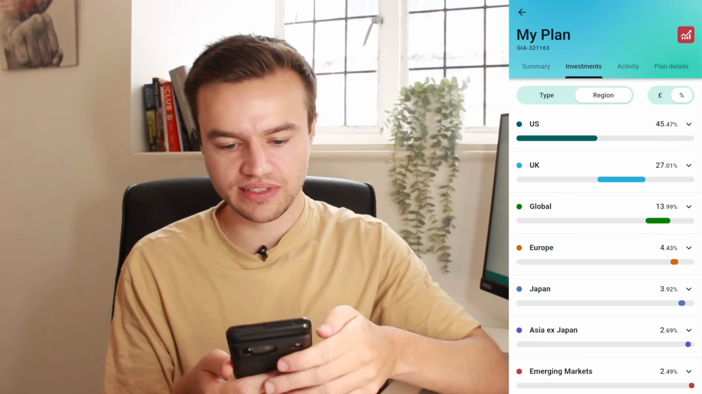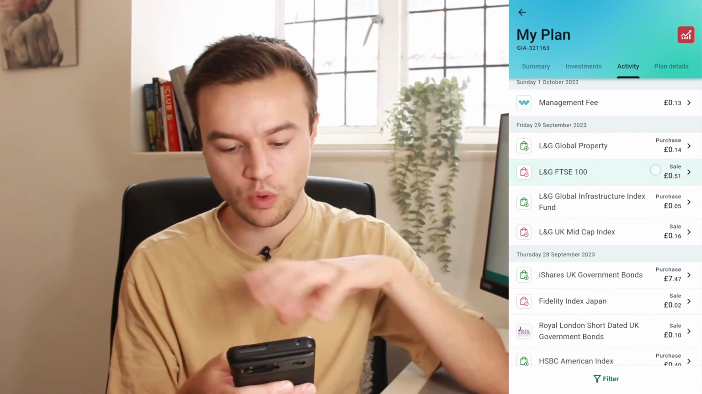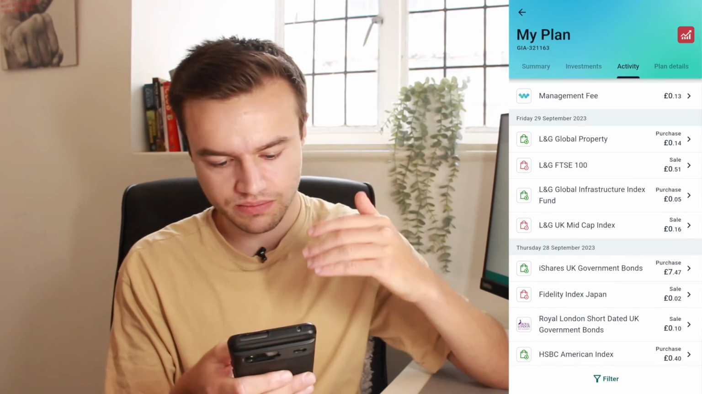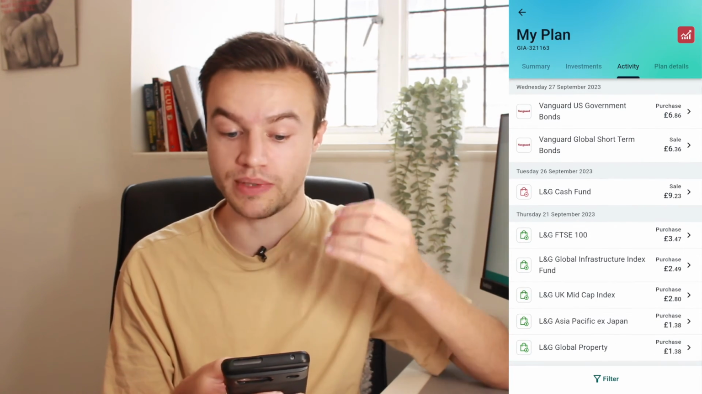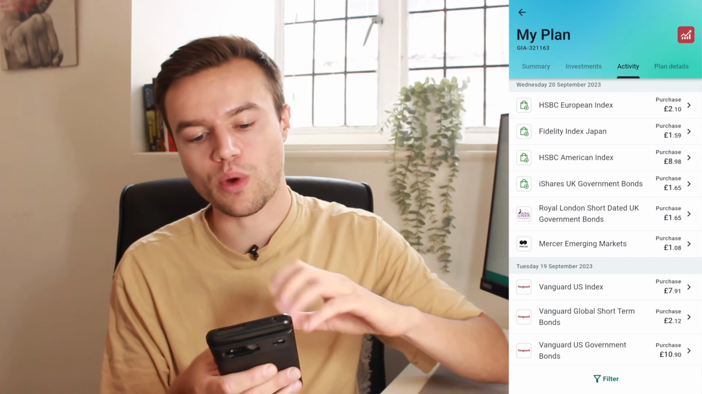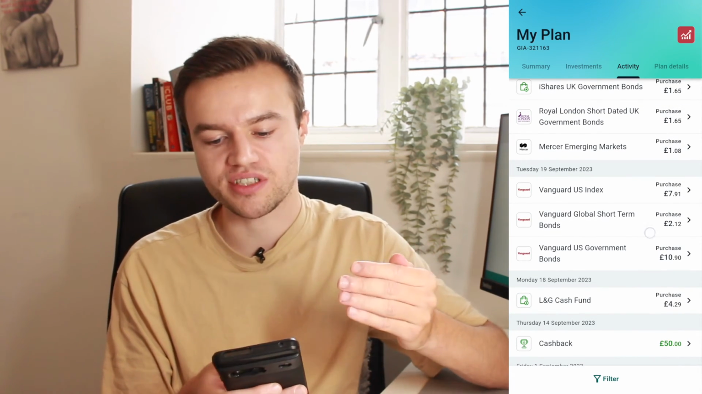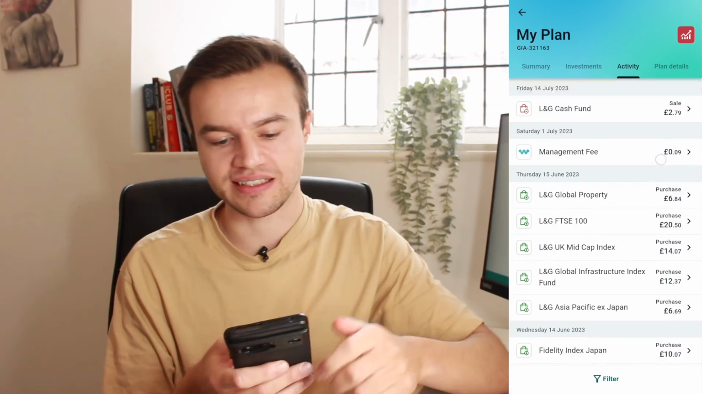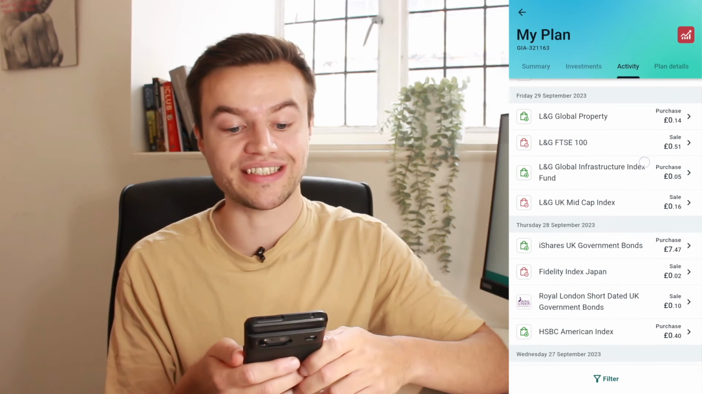If we move on to activity, I can see exactly what's been purchased in this portfolio. And this is neat to see what actually makes up this portfolio, what ETFs have been bought. And you can see here that there's quite a few Vanguard ETFs, so Vanguard US Index, Vanguard European Bonds, Vanguard UK Corporate Bonds. So we can gauge from this that Wealthify is investing in the well-known fund providers' funds. And it's also quite interesting just to see how Wealthify are managing this portfolio in terms of buying and selling different assets. You can see the most recent purchase and sales were on Friday the 29th of September.